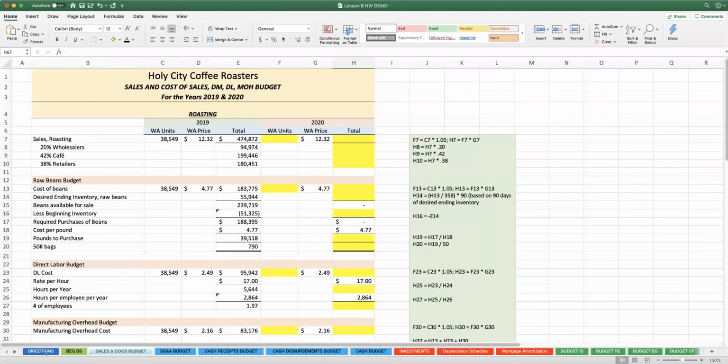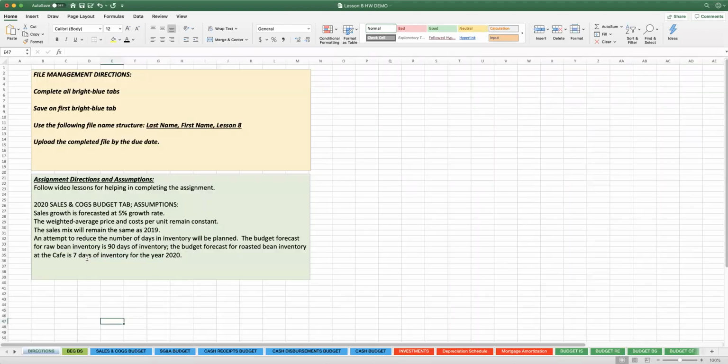Okay, this is the homework for lesson 8, and it involves creating a master budget document. In this video, I'm going to go over the directions with you and then get you started on the first tab. Starting at the top here, make sure for this assignment you're completing these blue tabs. So we'll work on that this week, and that's all that you have due for the assignment. So just these bright blue tabs.